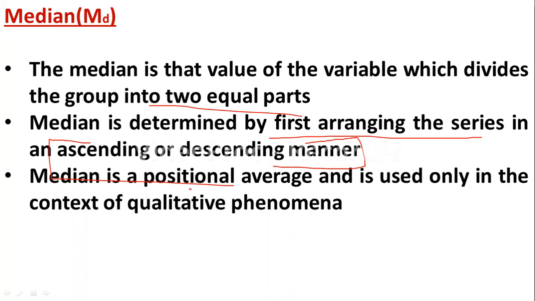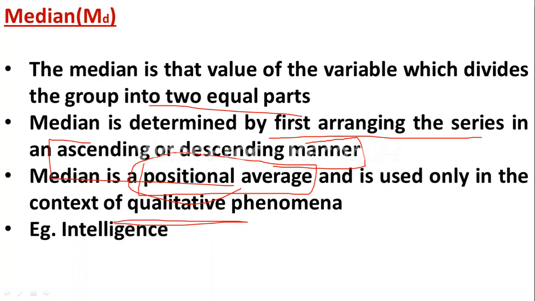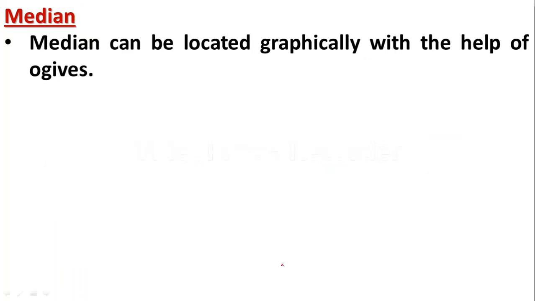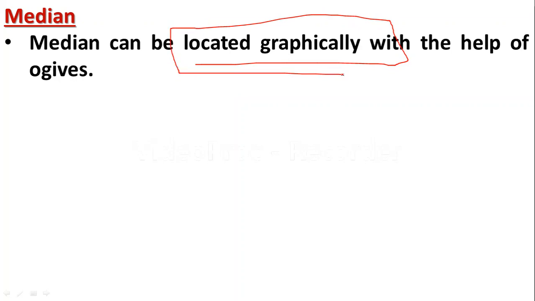Then median is a positional average. So very important, median is a positional average, and it is used in the context of qualitative phenomena such as intelligence, gender, etc. So this is not affected by extreme values. Median is not affected by the extreme values. The next one is, median can be located graphically. So please remember it, we can show the median graphically by using the Ogive curves. Yes, by using Ogive curves, we can show the median graphically.